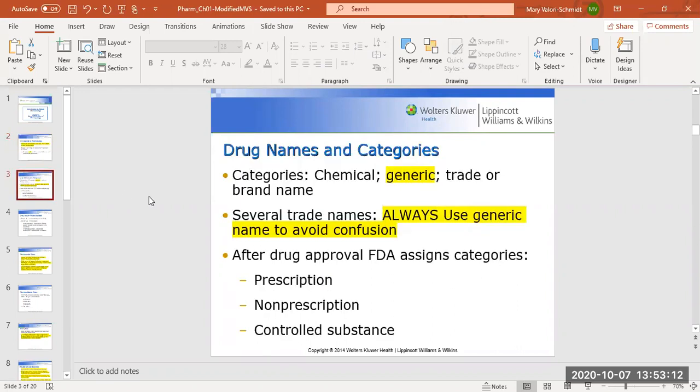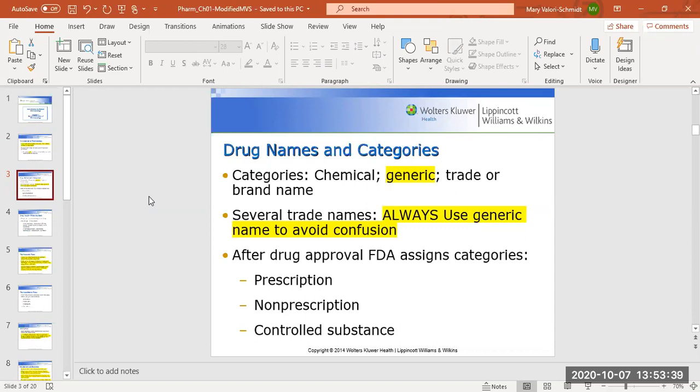When we look at medications, we have drug names and then we have categories or classifications, okay? So the categories: chemical, generic, and then the trade or brand name. So always use the generic name. You may come across a med and say, oh, I know it by the trade name, but you have to know the generic name. That is the name that you will be seeing on tests, on your predictor, and on the boards, okay?